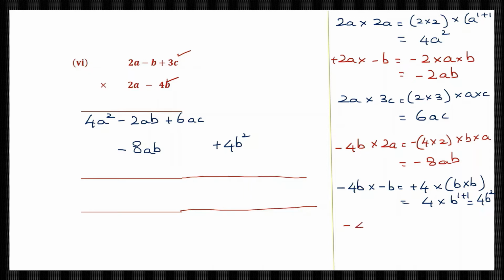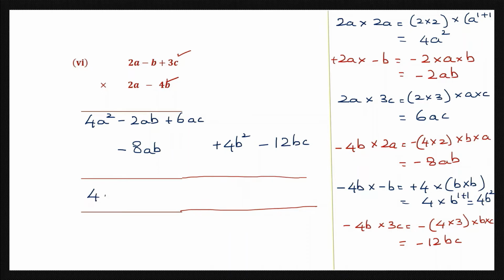So minus 4b into 3c. Minus into plus is minus. Then the numbers 4 into 3. Then the literals b into c. So what do we have? Minus 4 3s are 12 bc. Minus 12 bc. We don't have a column for that, so we'll write it separately. Minus 12 bc. Now let's write everything together.